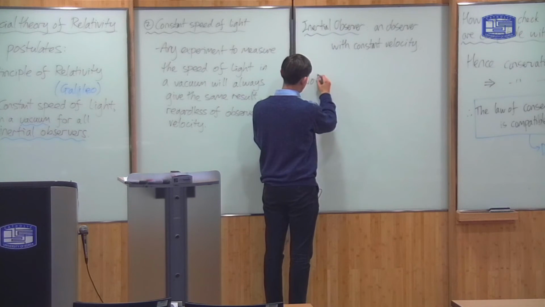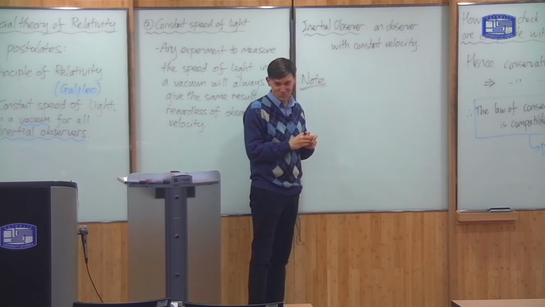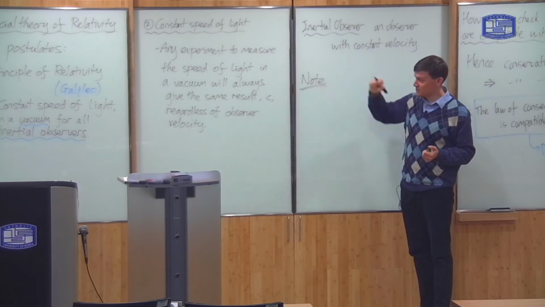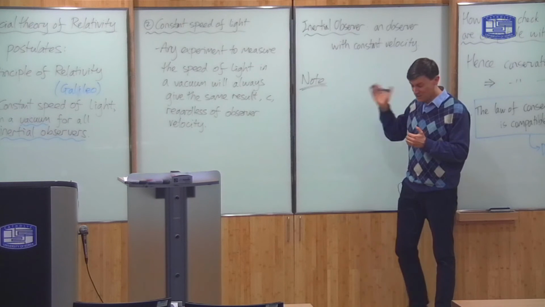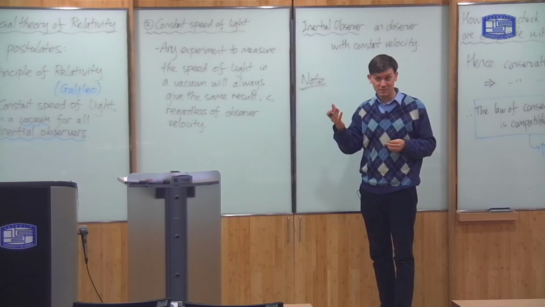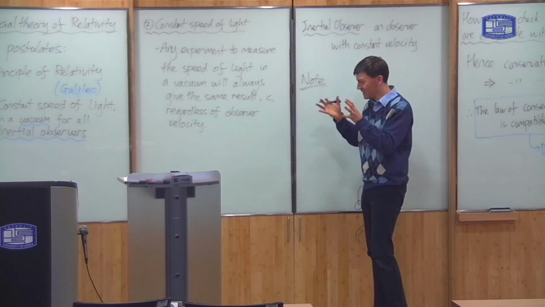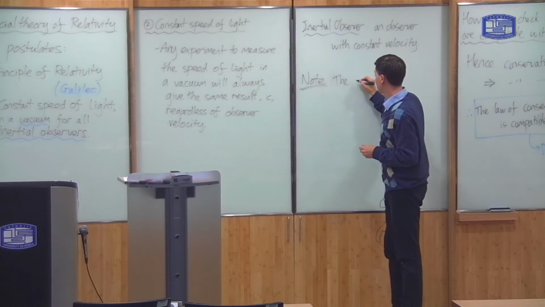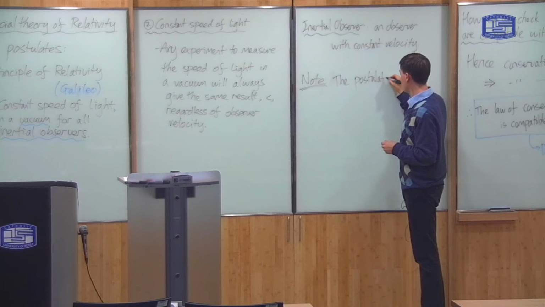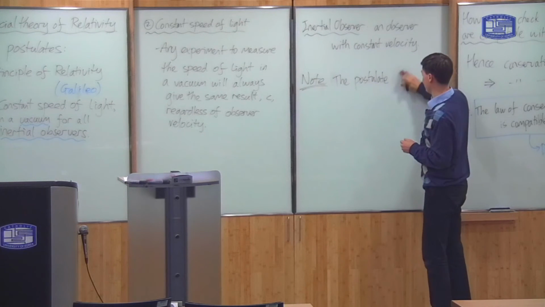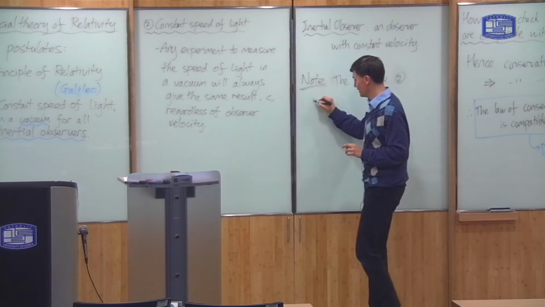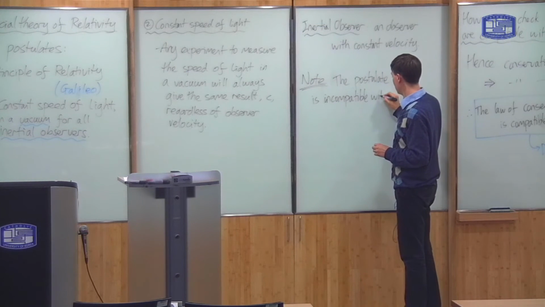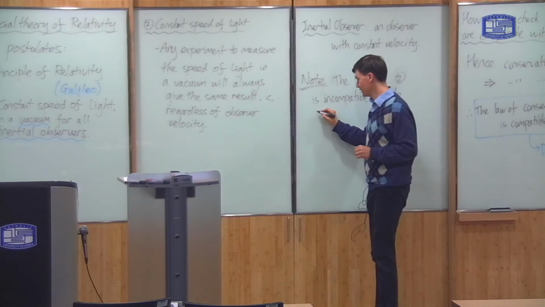And now I come to a very important point, which is a good point to finish this class on. This principle of the constant speed of light is actually incompatible with the Galilean transformation of velocities. The two things cannot be put together in a consistent way. Okay, the postulate, I'll just say postulate 2 to save writing. It's incompatible with the Galilean transformation.